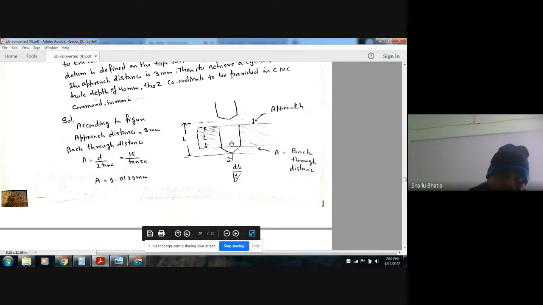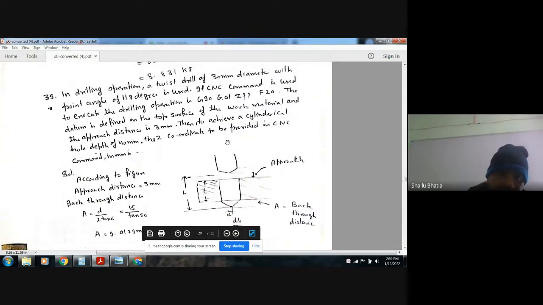So here the point angle is 118 degrees, and the diameter of the drill is 30 mm. We have to find out the Z coordinate, and the reference is the top of the workpiece. And this is the approach distance. So this is at this point. Approach is 3 mm. And to make the hole, the drill has to travel from this to this.